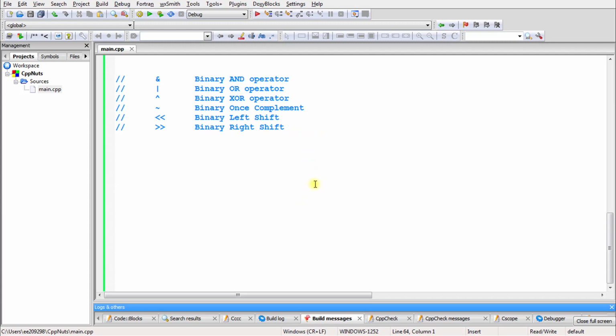And in this video, we'll be learning about what the bitwise operators are. Before this, we learned about relational operators and logical operators. So let's go ahead and study the binary AND operator. First of all, we'll be learning what this AND operator is. Okay, so let's first talk about what a bit operation is.